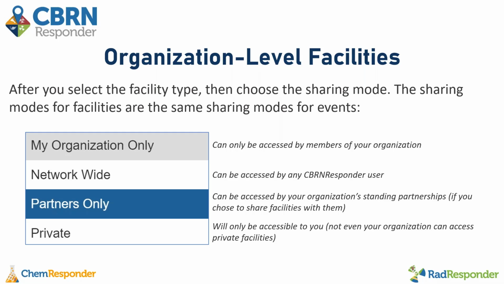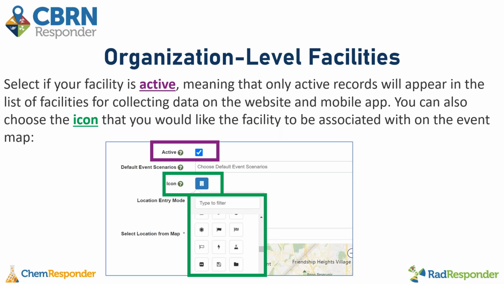"Partners only" means your facility can be accessed by your organization's standing partnerships if you choose to share those facilities with them. And "private" means that it will only be accessible to you, and not even your organization can access private facilities. Next, you'll need to check the active box. If you check active, this means that the active records will appear in the list of facilities for collecting data on the website and mobile app.